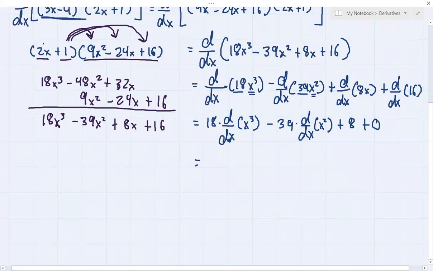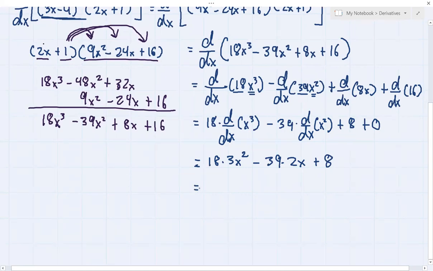Now, let's continue. Kunin natin yung derivative ng x cubed. So we will have 3x raised to 3 minus 1, which is magiging 2 yan, 3x squared, minus 39 times, eto, meron tayong x squared. So we will have 2x raised to 2 minus 1. So 2 minus 1 is 1, or just simple as x. Then, let's copy the other terms. 8 plus 0. 8 plus 0 is still 8. So we can just remove 0.